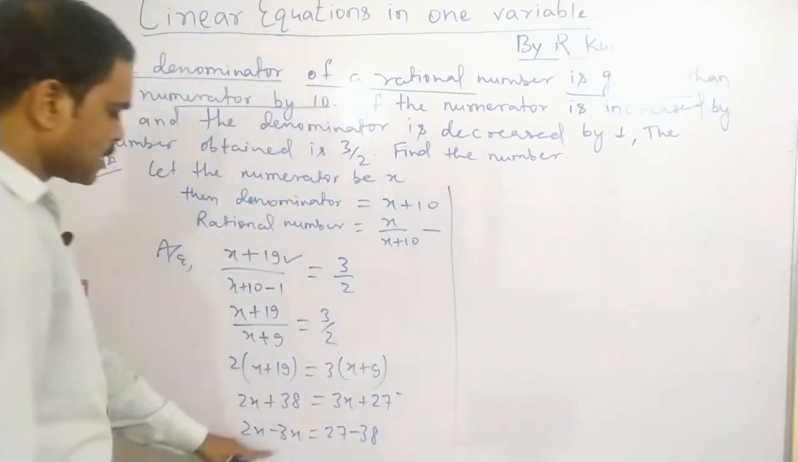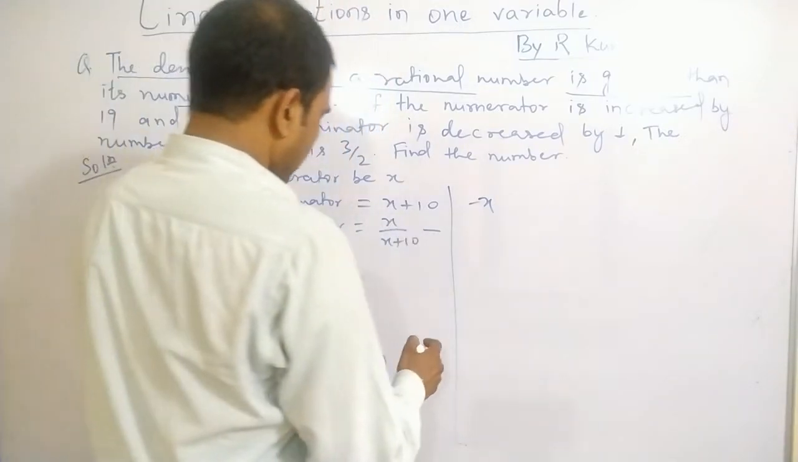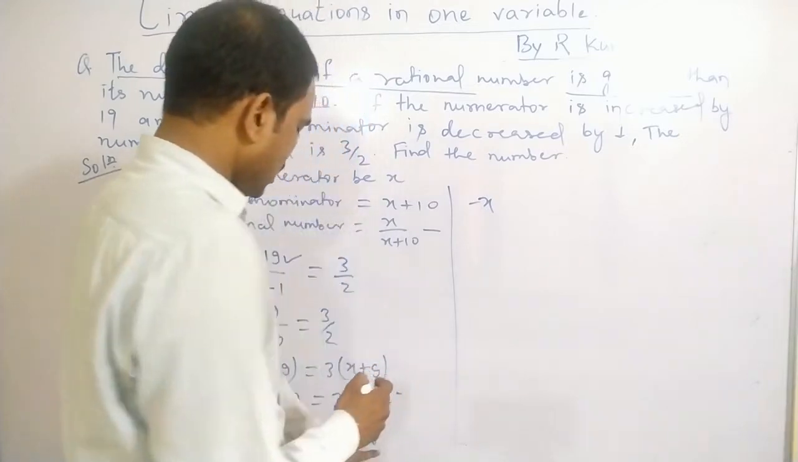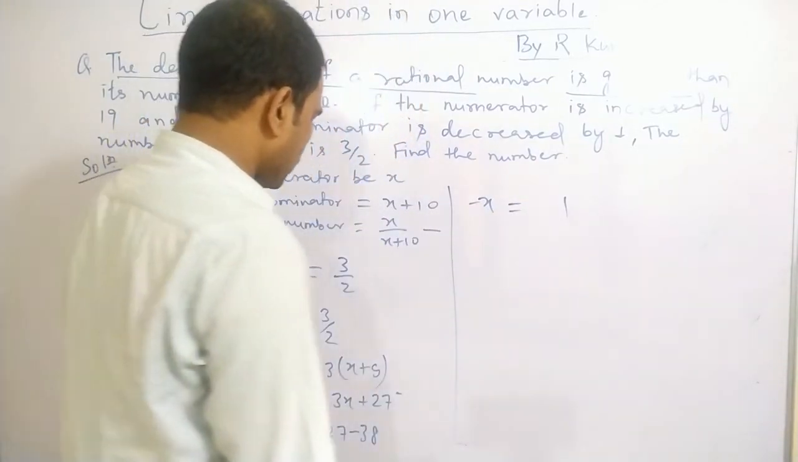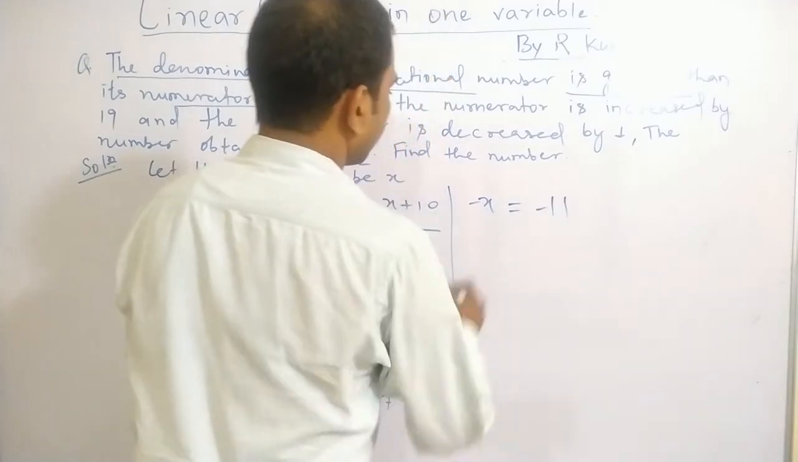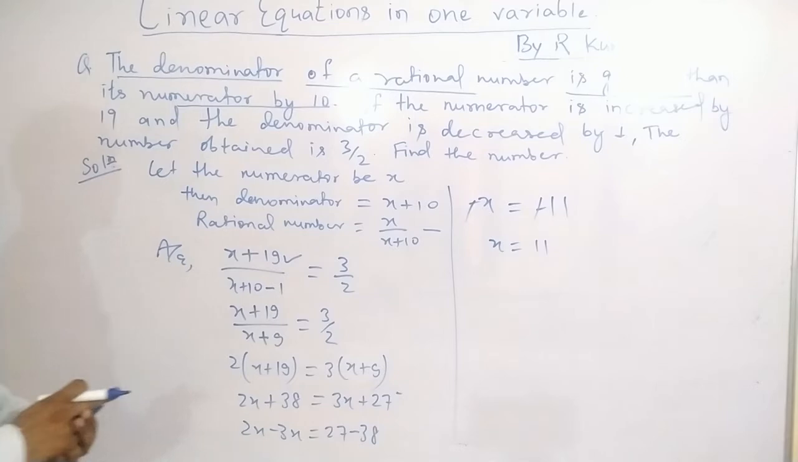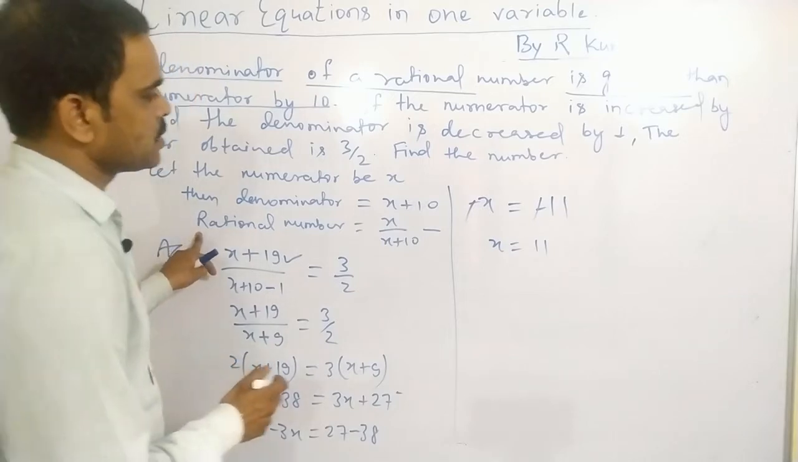Now 2x minus 3x will be minus x, and 27 minus 38. You can see 8 minus 7 is 1 and 3 minus 2 is 1. It will be minus, so x will be equal to 11. Here you are getting the value for x, but you don't have to find x only. You have to write the rational number.